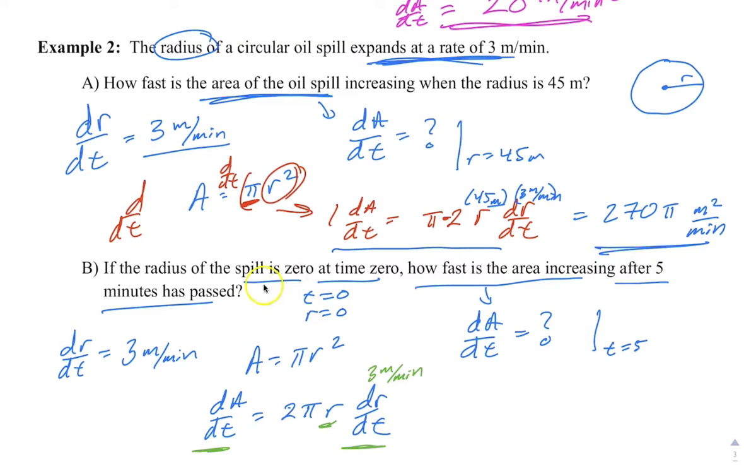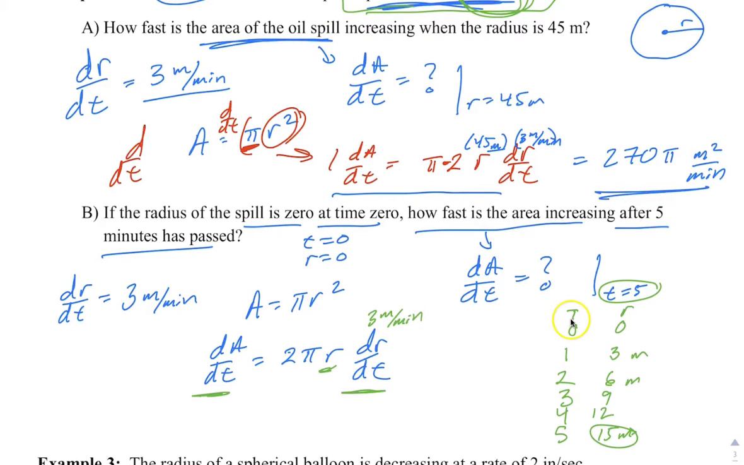Do we know how fast the radius is increasing? Up here, every minute it's going up 3 meters. So at time 0, my radius was 0. After a minute, it's increased by 3 meters, so it's going to be 3 meters. After 2 minutes, you increase another 3 meters, so it's going to be 6 meters. Then 9 at 3, 12 at 4, and 15 meters at 5. So when time equals 5, the radius is 15 meters.